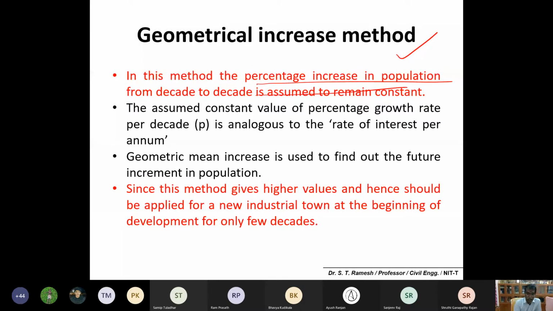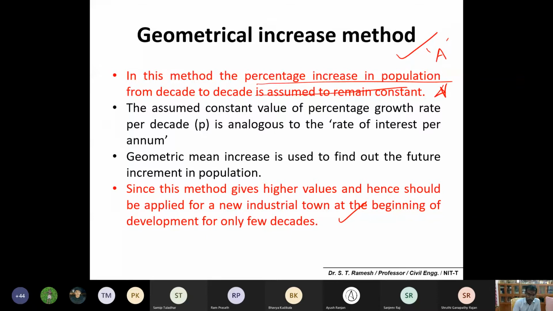Okay, the percentage increase in population from decade to decade is assumed to be constant. So this is the assumption: the percentage increase in population from decade to decade is assumed to be a constant value. And the problem here is this method will give you a higher value.